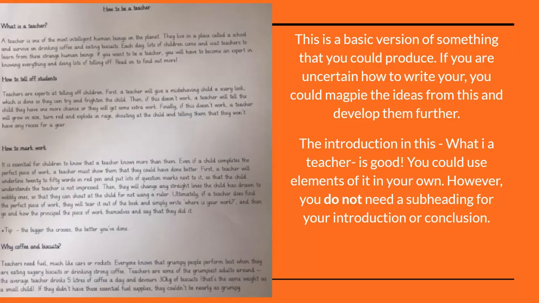As well as that, here's a basic version of something that you could produce on how to be a teacher. If you can't read it properly, let myself and Miss Samra know and we'll email it over to you. If you're uncertain how to write it, you could magpie the ideas from this and develop them further in a year 4, 5, in a year 5, 6 mode, or model. This is just a really basic sort of year 3, 4 model.